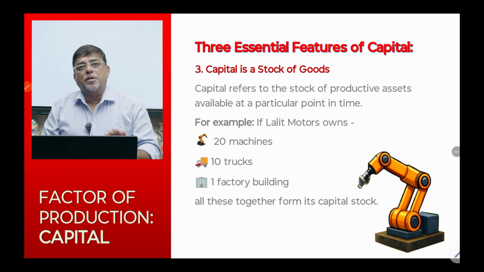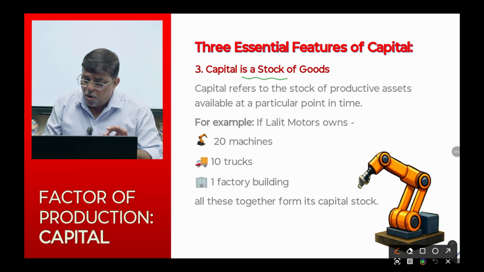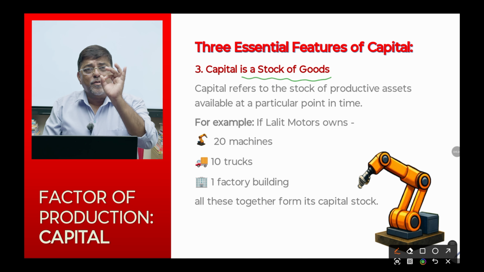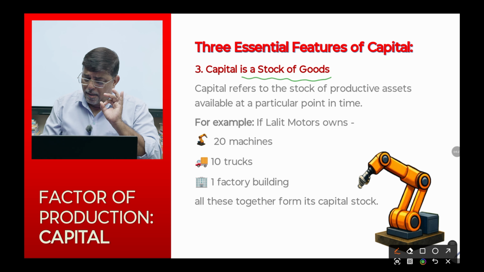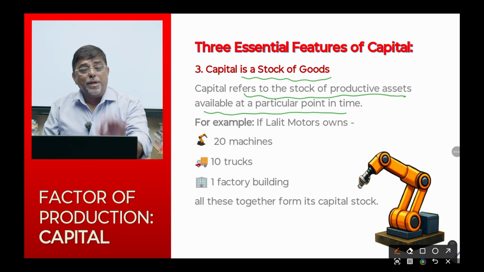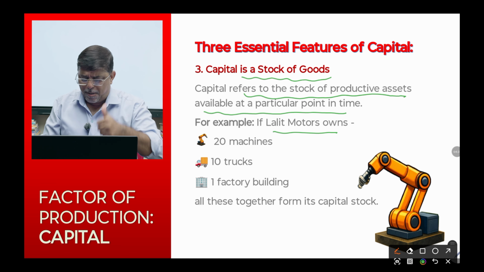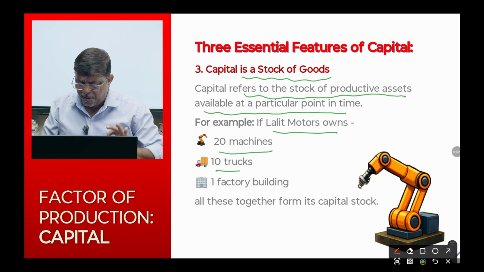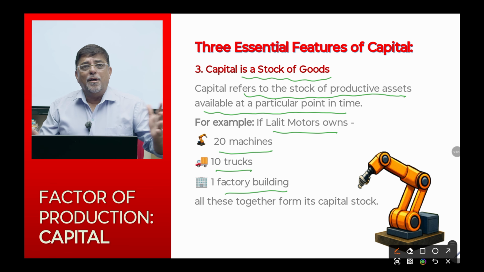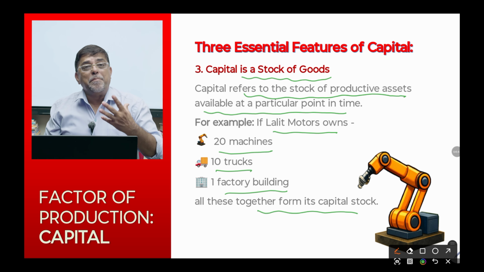The third feature of capital is that it refers to a stock of goods. Now, what is a stock of goods? It refers to the stock of productive assets available at a particular point in time. So, if Lalit Motors owns 20 machines, 10 trucks, and one factory building, put all this together and it gives Lalit Motors' capital stock.